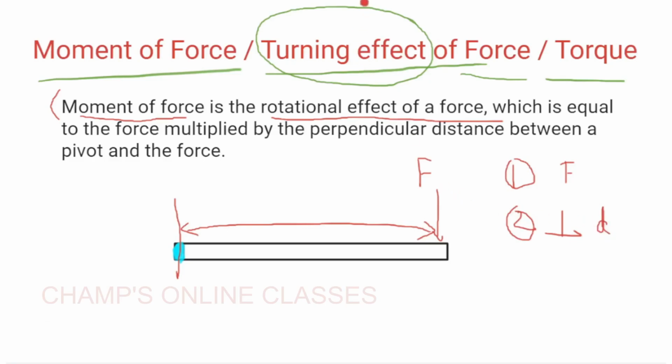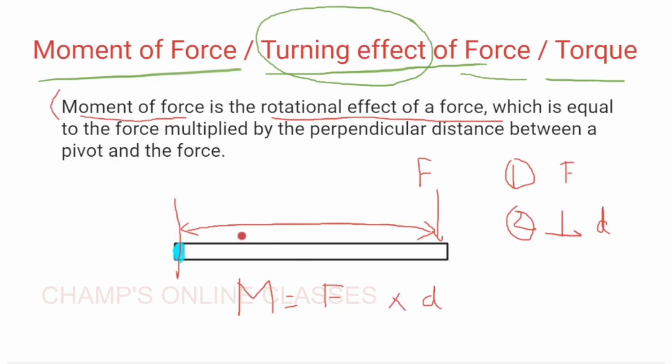Okay, now let's have a look at the formula of moment of force. So the moment of force formula is, as it depends on two things, that is force and the distance, just force into the distance. So now here we can see from the formula that it is directly proportional to both force and the distance. That means it will increase with the increase of both force and distance.